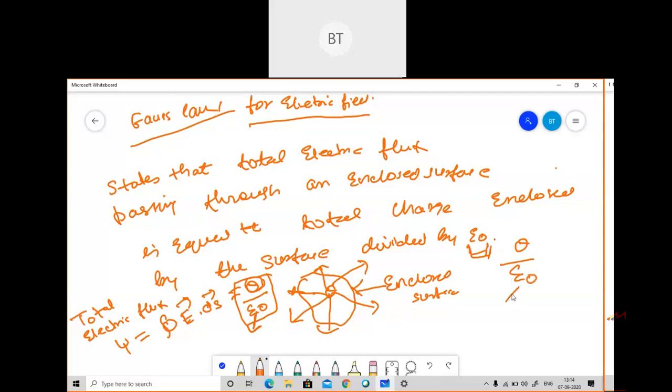So this is the enclosed surface. Inside that enclosed surface, one charge has been put here. The direction will be outward. I will show you how the direction is outward, but for the time being, just remember this. From that we will define Gauss law. Gauss law states that the total electric flux passing through an enclosed surface, this is the electric flux I am talking about, divided by epsilon naught.